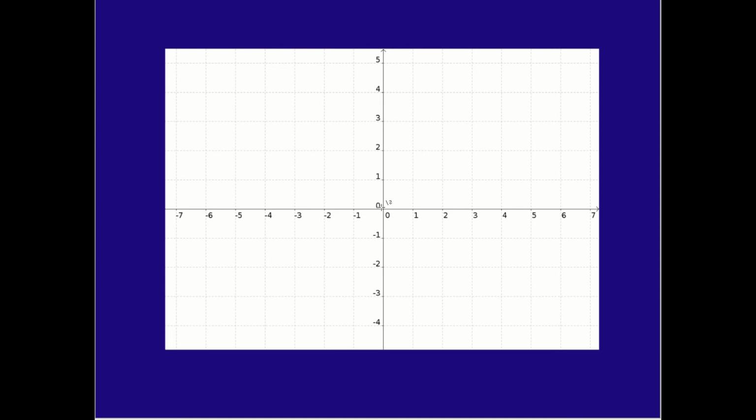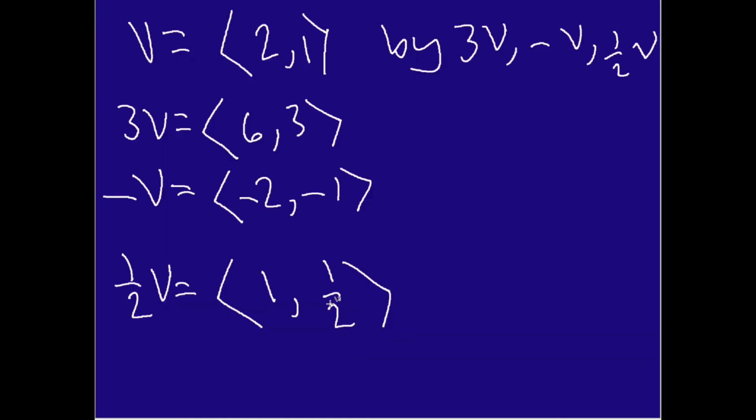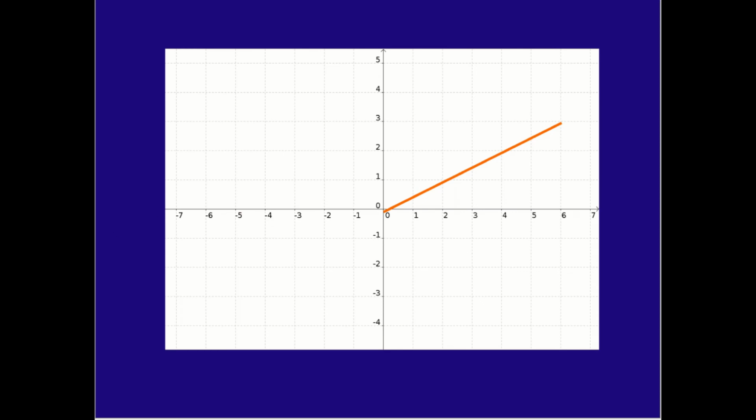So what we're going to do here is plot 6, 3, just like that. That's our first one. So this is when we multiply it by 3. But let me go ahead and do the original one.